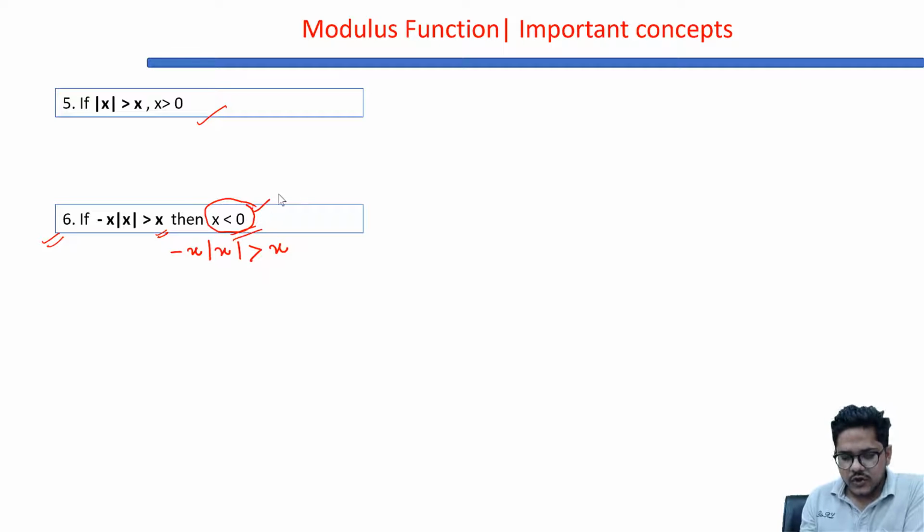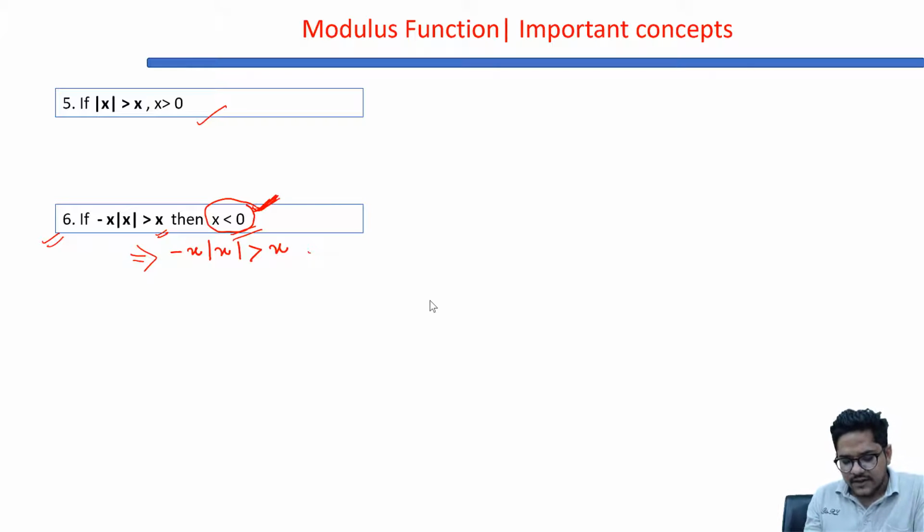This is for sure. So you'll get many questions of inequalities to test and check which must be true, which can be false. So this is a particular function which comes in the question, and you must remember that minus of x into modulus of x is always greater than x. In that case x is always less than 0. So if you have this function, then you must remember that x is less than 0.